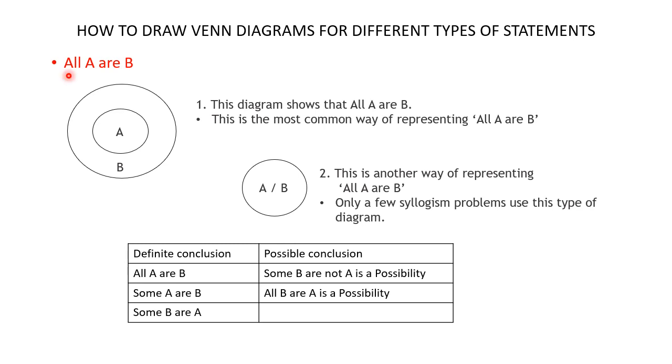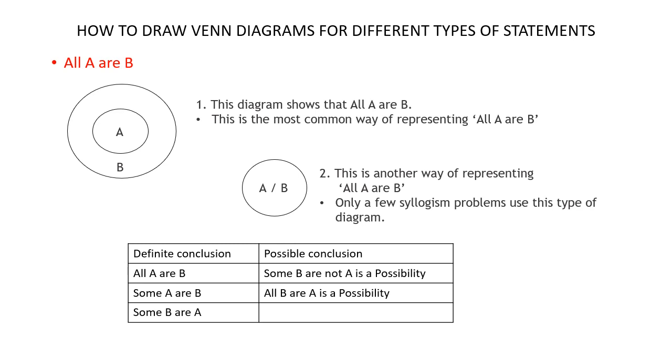Let's now learn how to draw a Venn diagram for the statement all A are B. Now you know that Venn diagrams are drawn using circles. So here you have to draw a circle for A and a circle for B. Now the statement all A are B indicates that all the elements of A are contained within B.